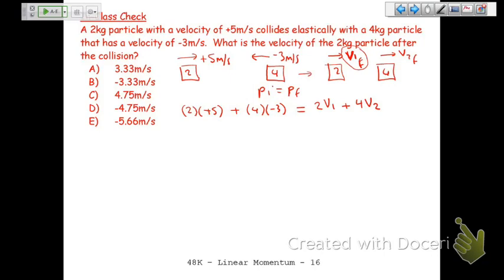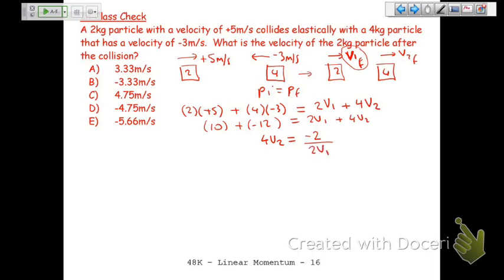So then we turn around and say, okay, let's just do this bit of math. So this is 10 added to minus 12 is equal to 2v1 plus 4v2. And here's the trick that I learned a long time ago, which is if you want to find v1 final, the thing you need to isolate in your first equation is v2 final. You want to substitute in to get what you don't have. So I'm going to go across here and say 4v2 is going to equal minus 2 over 2v1.